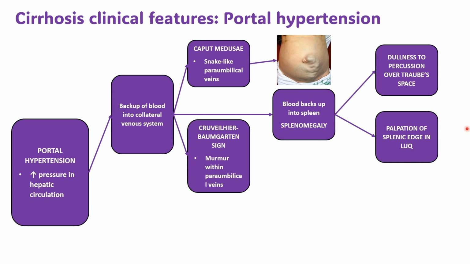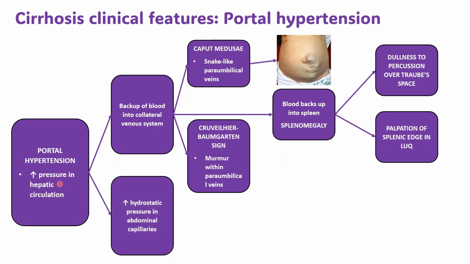Traube's space is essentially an area bordered by the left anterior axillary line, the sixth rib, and the costal margin. Dullness suggests splenomegaly, and if the sound is resonant on percussion, that could suggest air within the stomach. And also, for splenomegaly, you might be able to palpate the splenic edge in the left upper quadrant. Normally the spleen shouldn't extend below the costal margin. If it does, you might be able to feel that border.